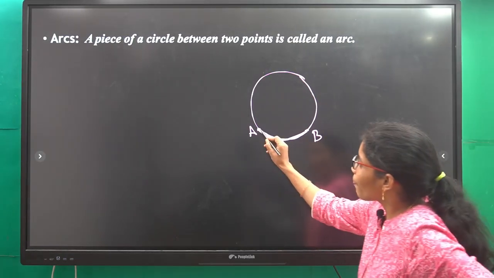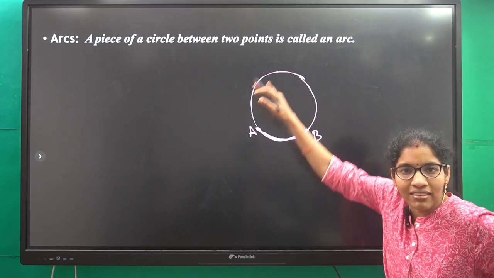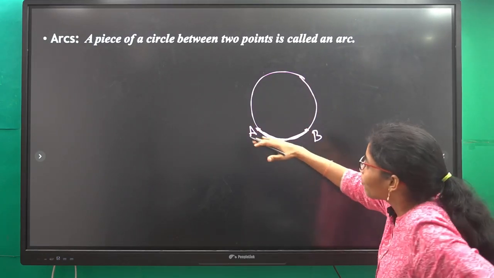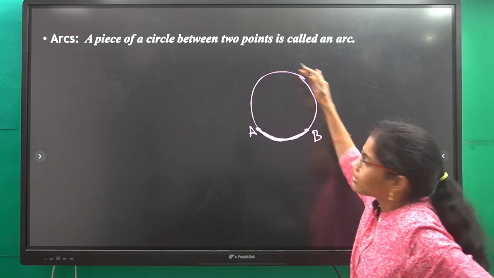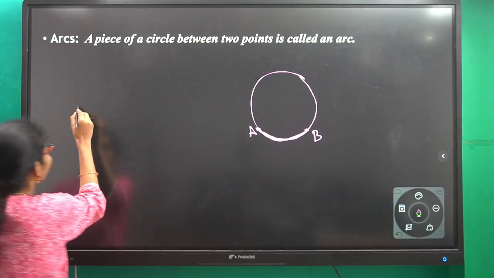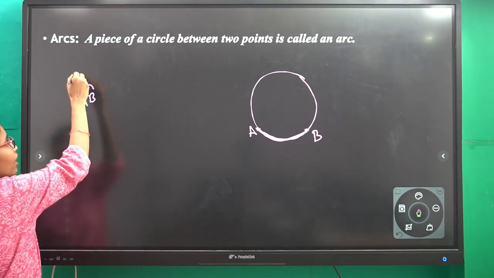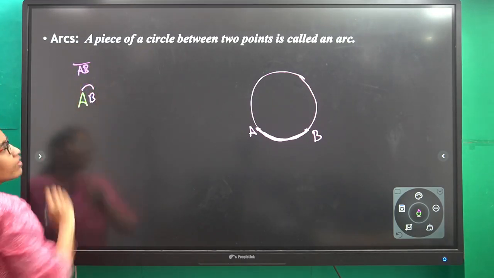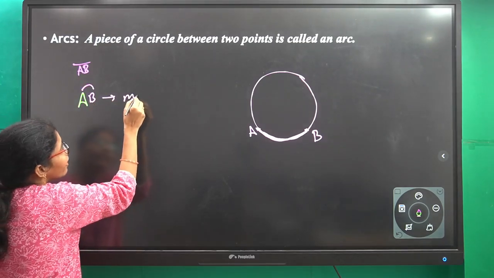Okay, so here 2 points are there. These 2 points divide the circle into 2 pieces or not, right? So this lower piece, this smaller piece is called minor arc, and this longer piece is called major arc. Clear? So here we can represent the arc like this, here like this. Okay, and the chord is like this. Okay, but the arc is like this. AB arc is what? Minor arc.